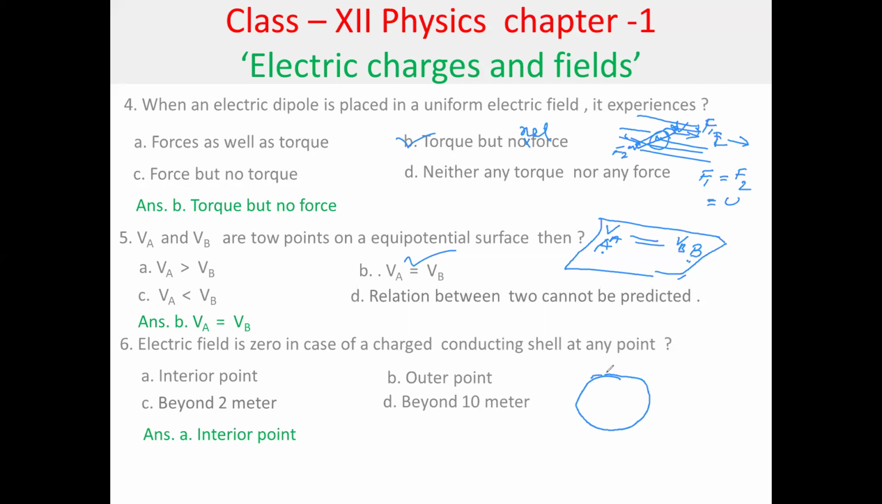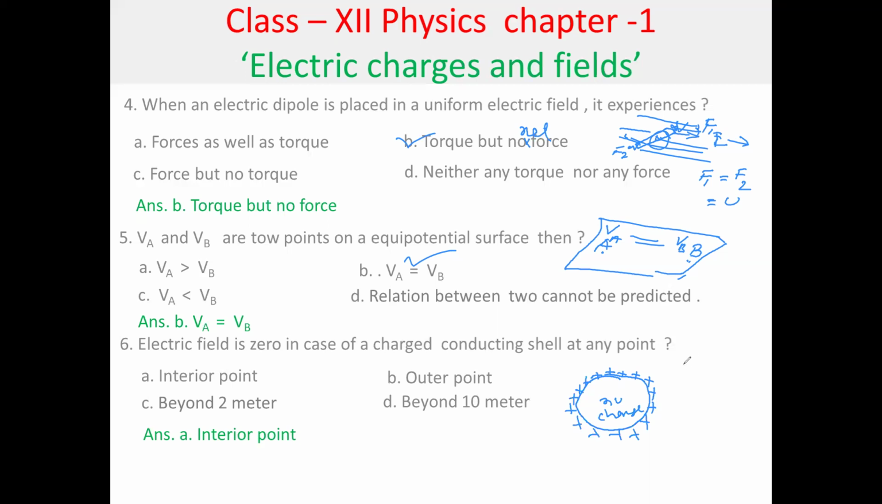So the charges would be on the surface. If it is a closed surface and a conducting body, if I charge it, the charge would come on the surface. Inside, there will be no charge. So, as there is no charge inside this closed surface, there will be no electric field. As per Gauss law, you know, there will be no charges inside this.